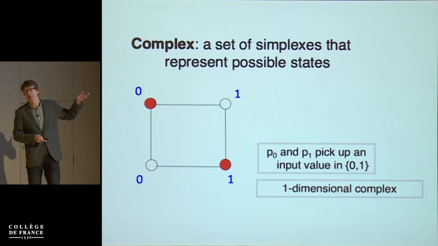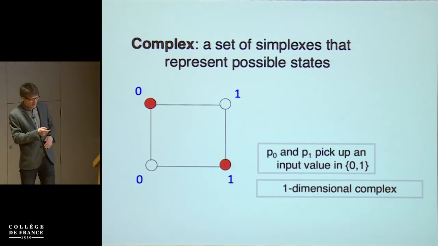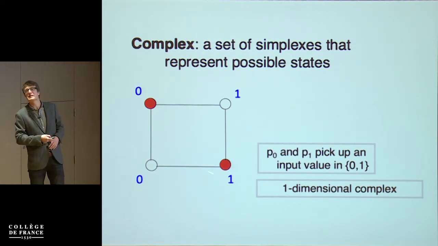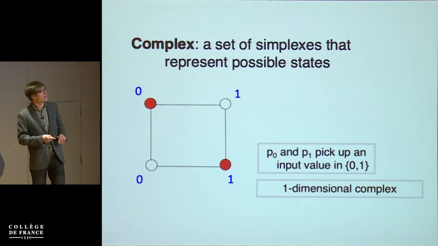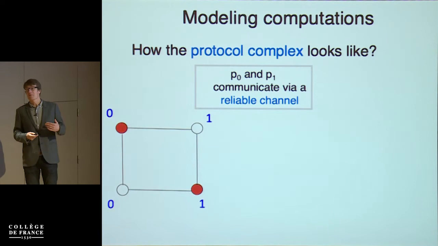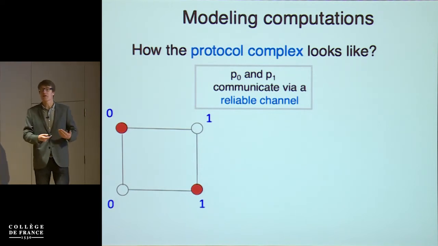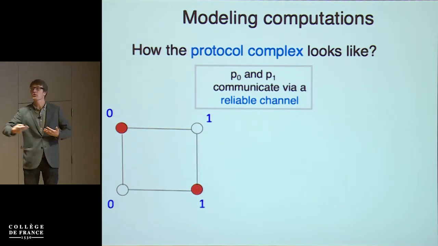And this is what we call a one-dimensional complex, one-dimensional because we can embed every simplex in this complex in a one-dimensional space. Yeah, so it's okay. So now, how do we model computations? We model how this structure evolves in time.